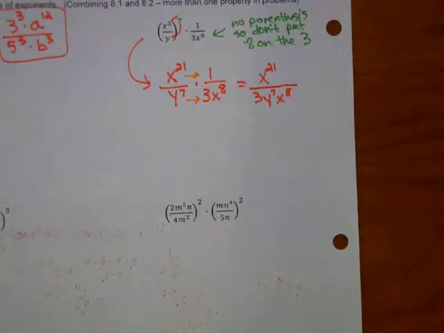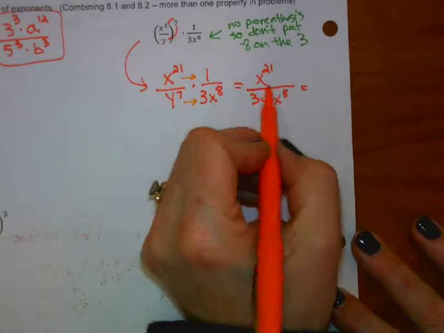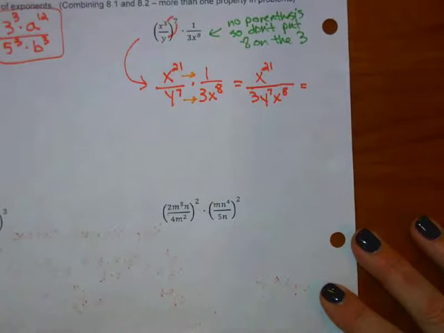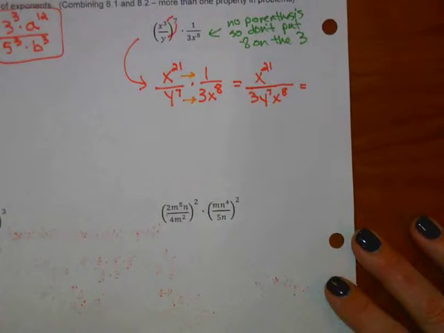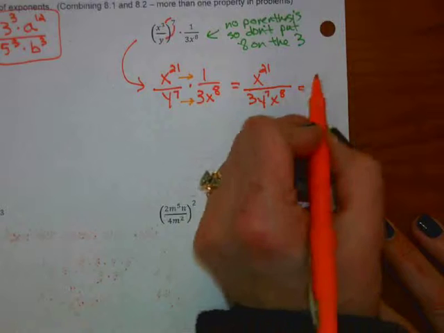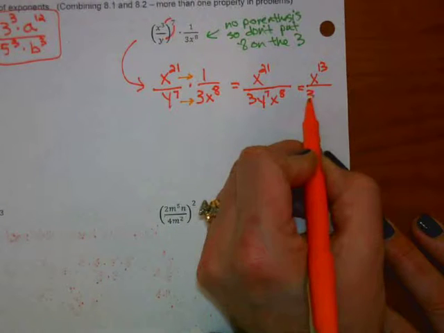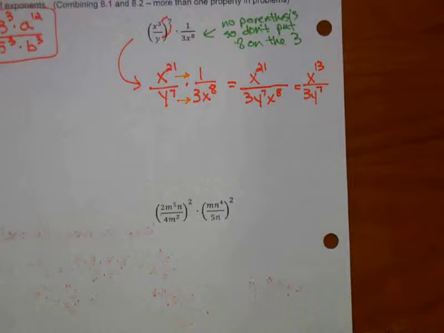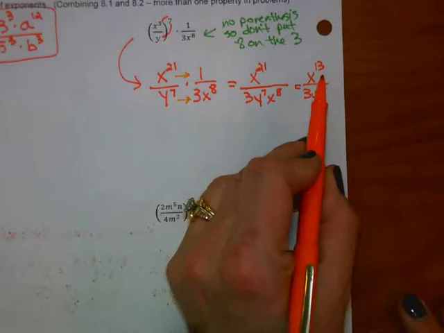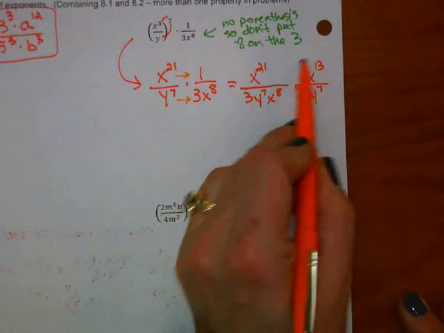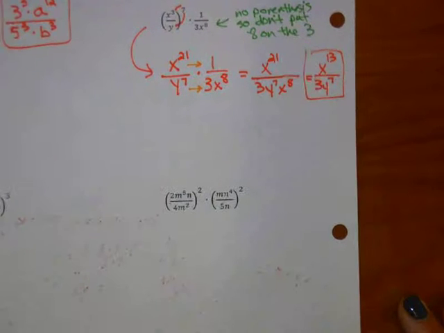So I would say, it's just multiplication, so the order doesn't matter: x to the 13 over 3y to the 7. And I can't do anything else with that. Do you all see where that 13 came from? 21 minus 8. And there's more on top, so that's where it goes. Okay, let's do another one.